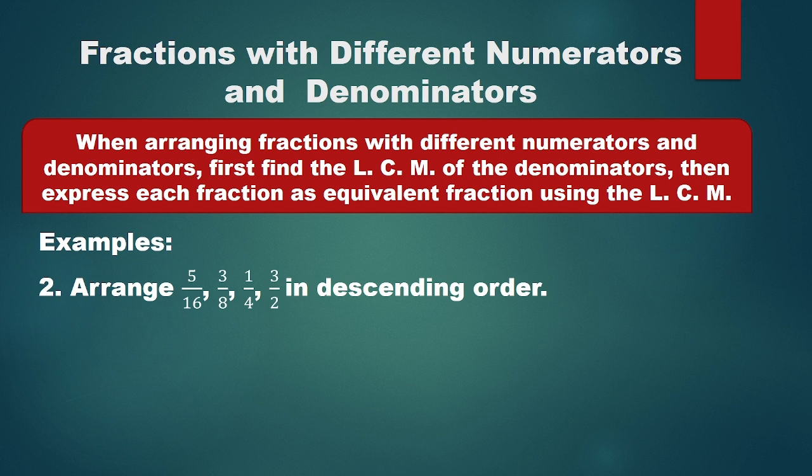Let's take another example. Arrange 5 over 16, 3 over 8, 1 over 4, and 3 over 2 in descending order. Descending order means from the biggest to the smallest. Now, because the numerators and denominators are different, we have to find the LCM of the denominators. And if you go into your jotter and look for the LCM of 16, 8, 4, and 2, you will find out that your LCM is simply 16. So I will rewrite all the fractions with a denominator of 16.